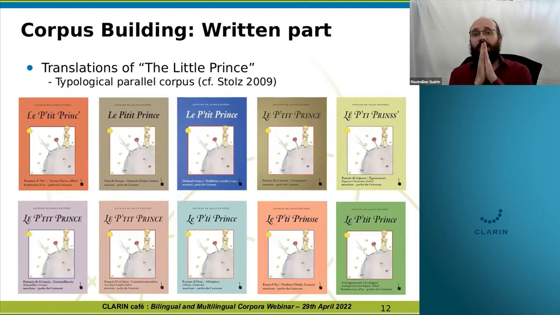The second part is the written translations of the Little Prince. So it's not original texts because it's translations, but it's really important because this is a perfect typological parallel corpus, because we have the same text translated in a lot of varieties. In fact, we have now around 20 translations, and at the end of the project, about 25, maybe more. So it's really important for our typological comparison, in particular in syntax, morphology and morphosyntax. We discover a lot of things thanks to these translations.